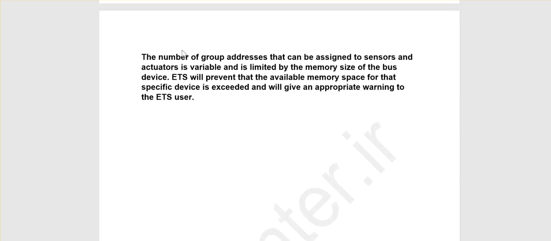And the number of group addresses that can be assigned to the sensor and actuator is variable, and it depends on the memory. If the memory is over, the ETS provides you a warning. Don't worry about it.